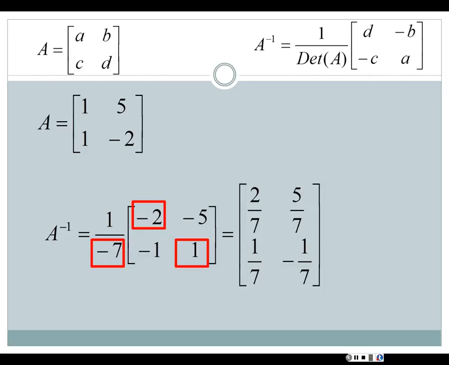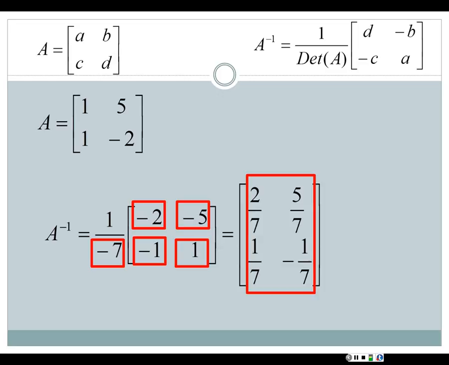And then for the other two numbers, you look at matrix A in the same locations, and those numbers are 5 and 1. You keep those numbers on the same spots, but you change the sign. So your 5 becomes negative 5 and 1 becomes negative 1. And this is the resulting matrix.